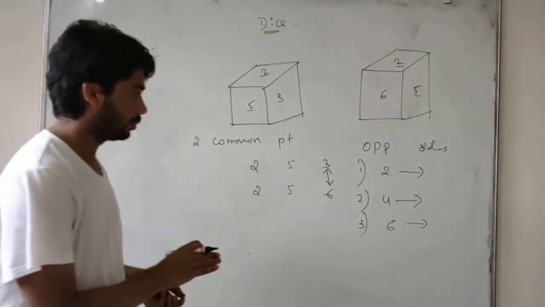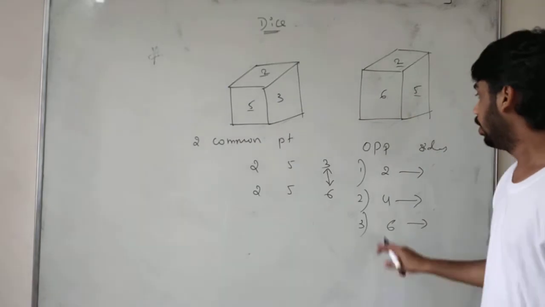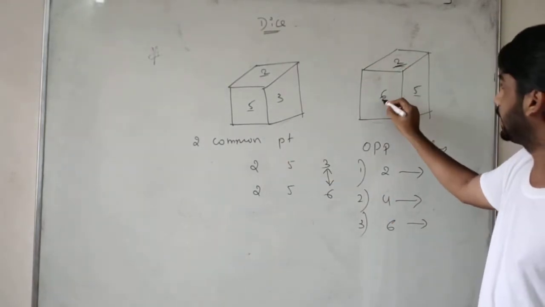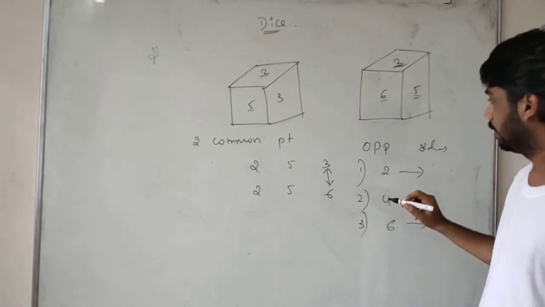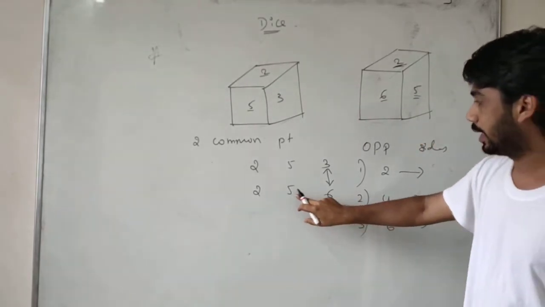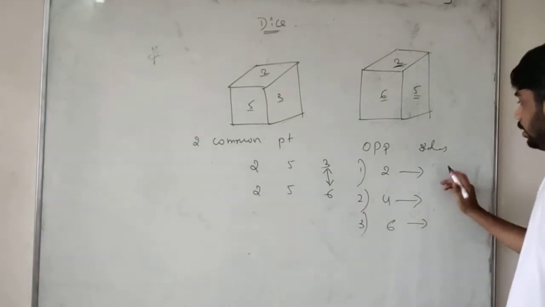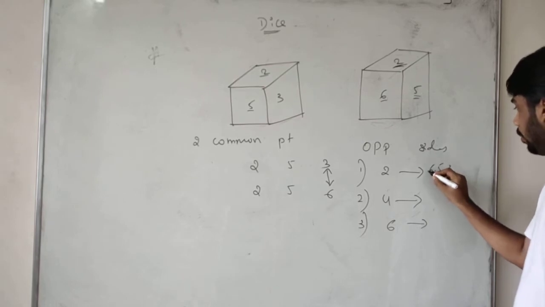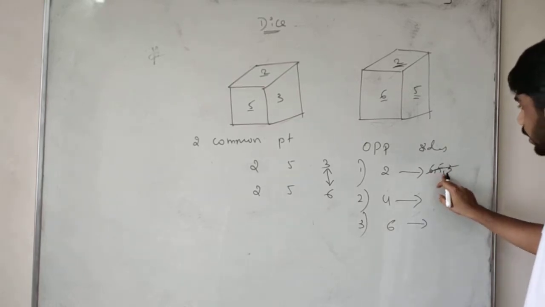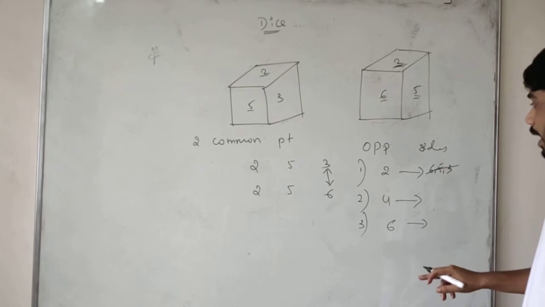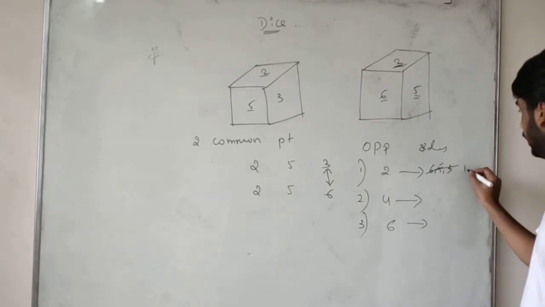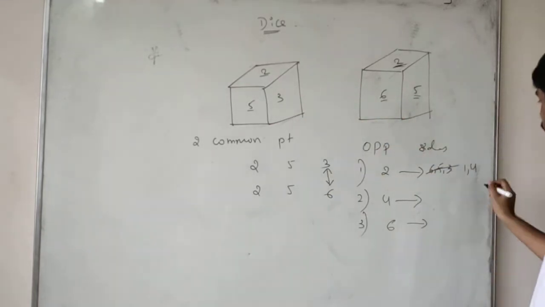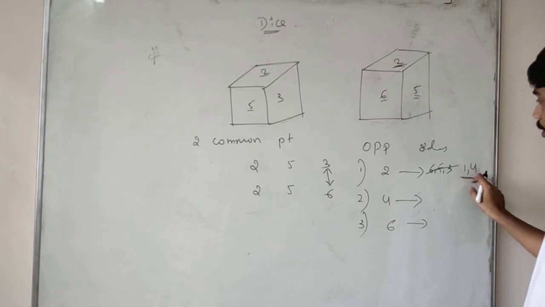Now see students, what is the opposite of 2? We don't know, but 2 is there. Definitely 6 and 5 will not be there. 6, 5 and 3 will not be there, students. Remaining, how many numbers are there? 1 and 4. It may be 1 or 4. So we can say either 1 or 4.